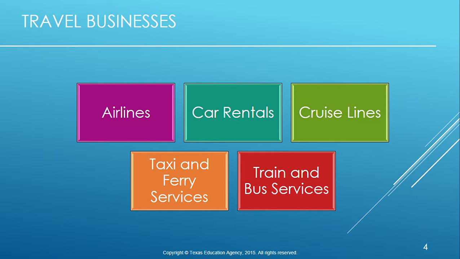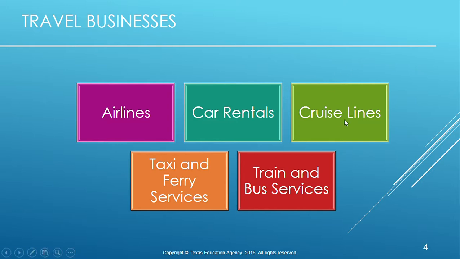Train and bus services. A train is a connected line of railroad cars with or without a locomotive. So that could be an actual train with like one of those engine cars, or it could be like the DART rail, which doesn't have an actual locomotive. And a bus is a large motor vehicle carrying passengers by road, especially one serving the public on a fixed route for a bus fee.